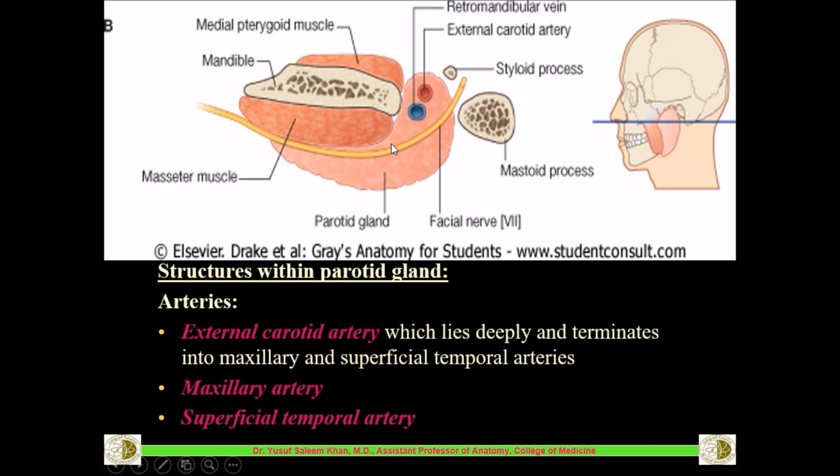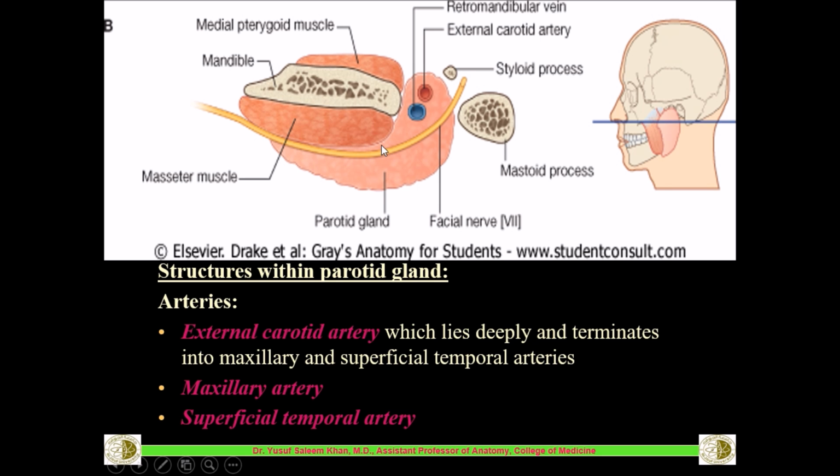Here you can see the parotid gland, how exactly it is present. This is the parotid gland here, and here you can see the mandible. This is a cross section taken from here at this level, passing through the parotid gland and the masseter muscle. So here you can see the masseter, and deep inside we can see the medial pterygoid muscle.